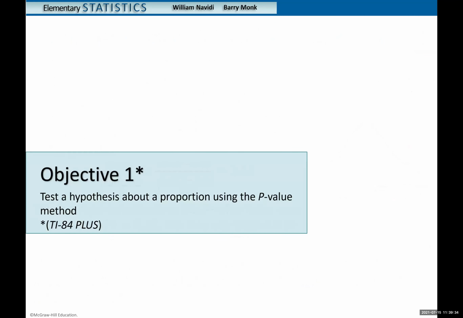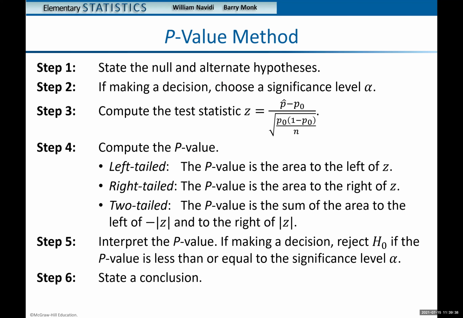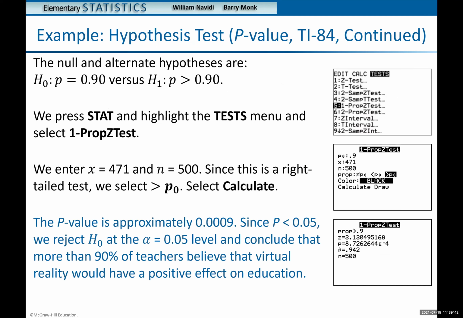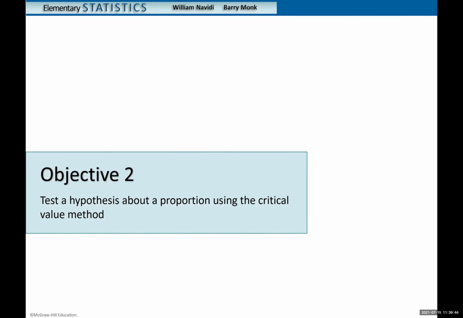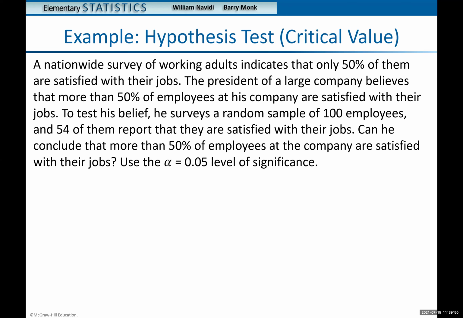So that's what we got. These are all the same, exactly the same problem. Next is a critical value method. We're not going to use that, but let's use the example to use the p-value method. So instead of the critical value method, we use the p-value here. Okay, p-value.